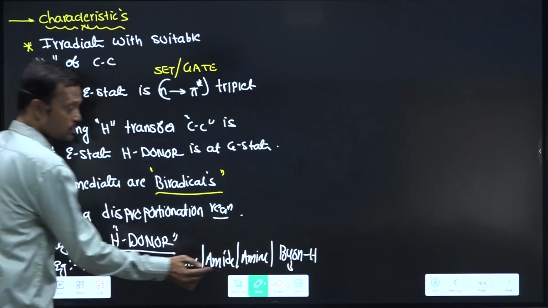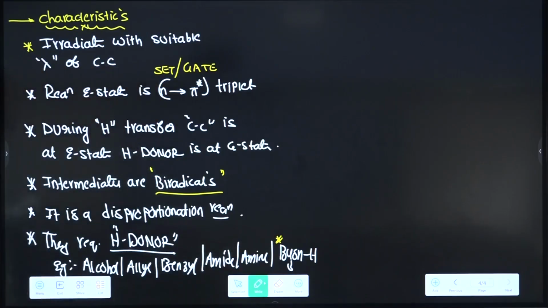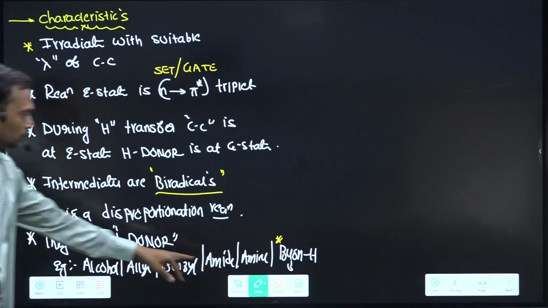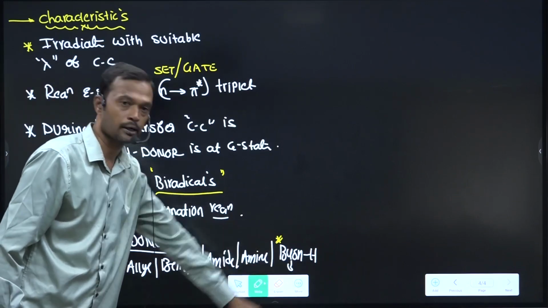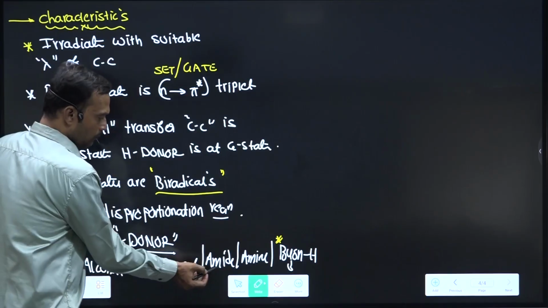The excellent hydrogen donor for typical conditions is TBTH. TBTH is an excellent hydrogen donor for most of the photoreductions. Tributyl tin hydride is called TBTH. Tributyl tin hydride, that is tin, Sn. This is amide, benzyl carbon, amide, amine.